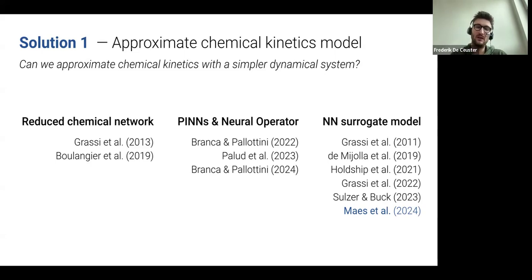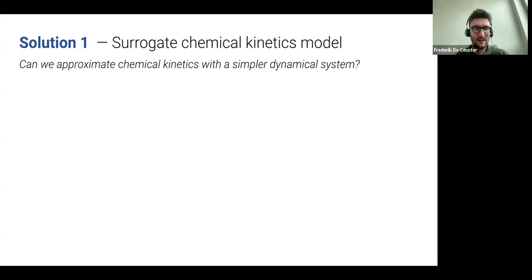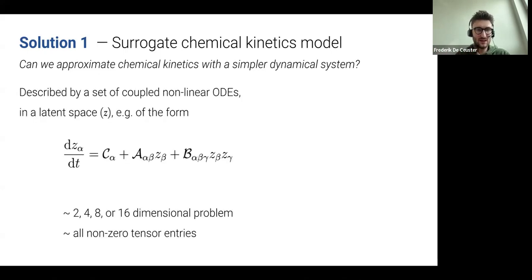But overall, by far, the biggest speed up that we have seen is by using these neural network surrogate models, where there's also been a whole bunch of research before, but I'm going to focus in particular on our most recent work that was presented by Silke Maas in her paper that was accepted last week, I think. Cool. And the idea there basically is to build a surrogate chemical kinetics model. Now, what is the idea?